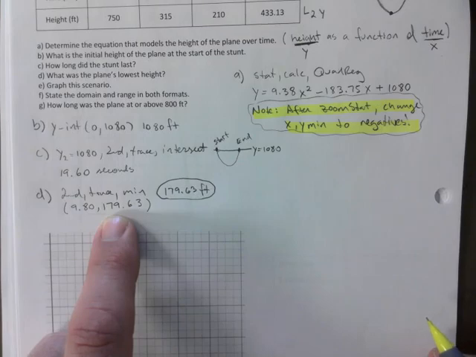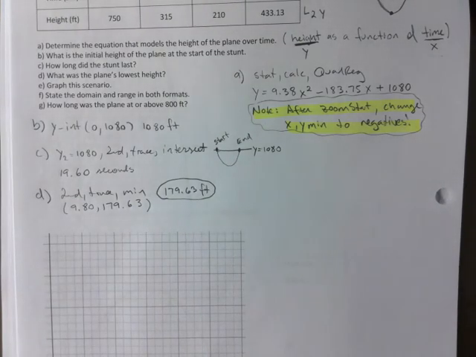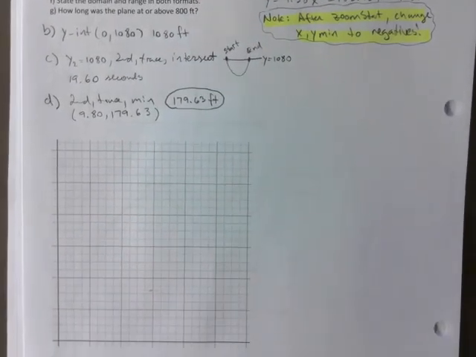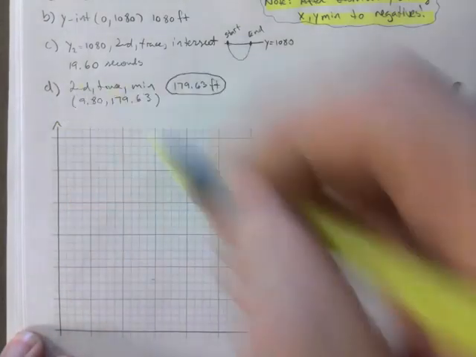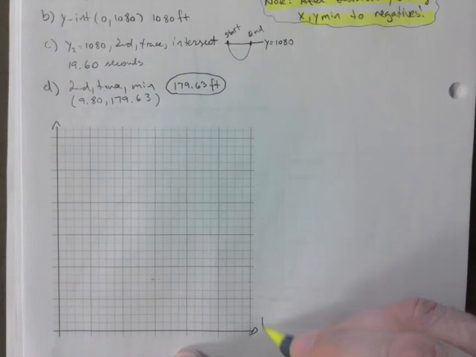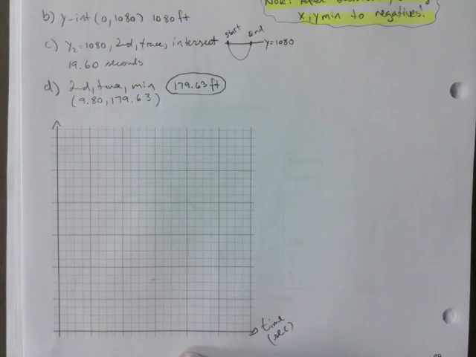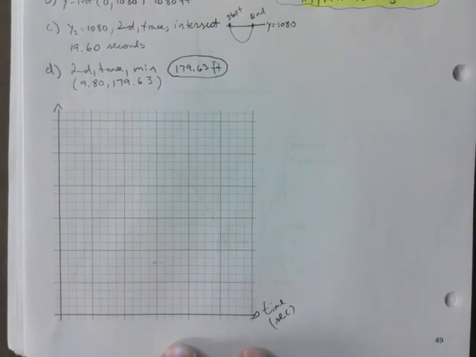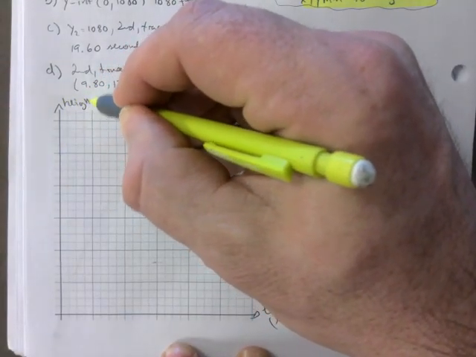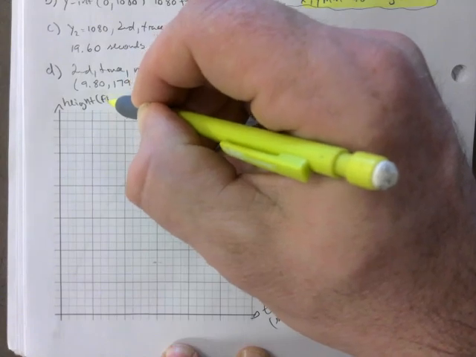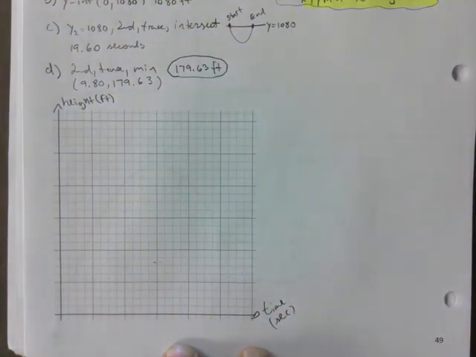E, graph the scenario. Sure. The reason I'm always graphing with you is because it's important to do this right. Okay, it is important to have your scale and everything right. So I've tried to have a couple of examples, right? And notice what I always start with, the easiest part. The easiest part, label, time and height. Make sure you have units. Okay, there we go. Now I need a scale.